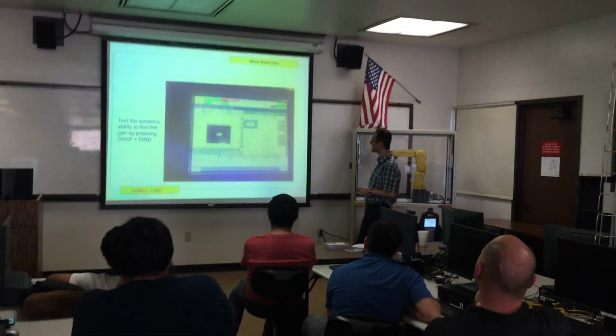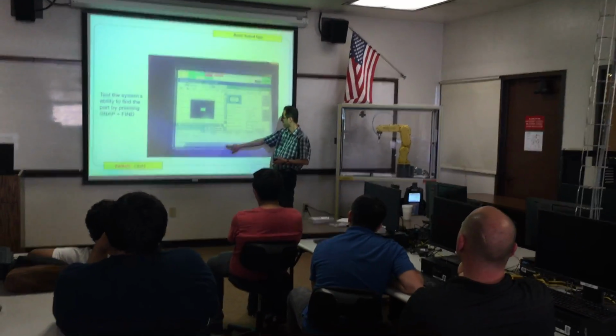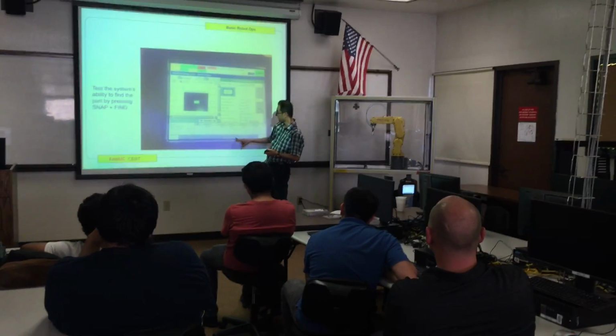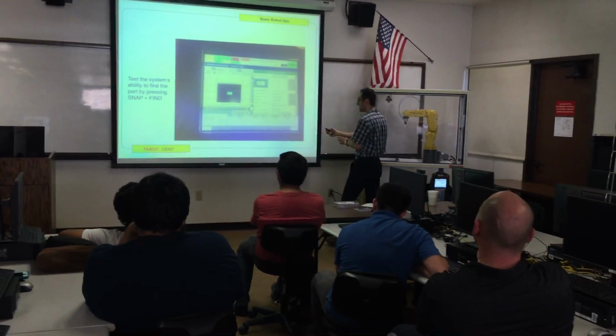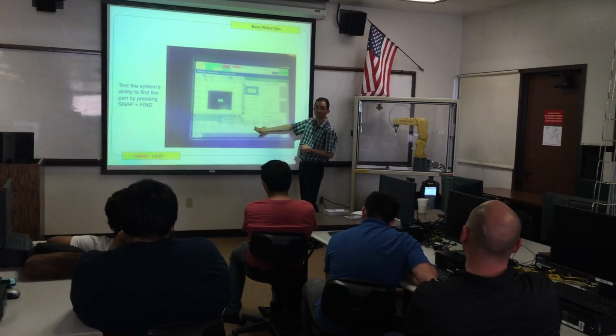Now, to test the system's ability to find the part, all you're going to do is press snap, and then find. When you press snap, it takes a picture, and then you press find, it tries to analyze the part to see if it's the right part or not. In this case, it was the right part, and it came back with a 100% score.